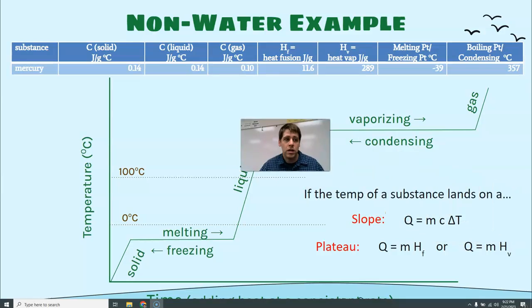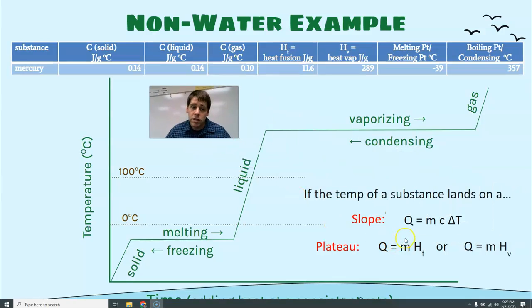So to summarize, if you're on a slope, you want to use Q equals MC delta T, right? This would be sections 1, 3, and 5 of the graph, if you want to use the numbers to refer to them. If you're on a plateau, it's either M times HF if it's the first plateau, or M times HV if it's the second plateau. You have to pick the right number based on the scenario, right? If you're fusing or freezing, then you want to use the heat of fusion. If you're vaporizing or condensing, then you want to use the heat of vaporization.